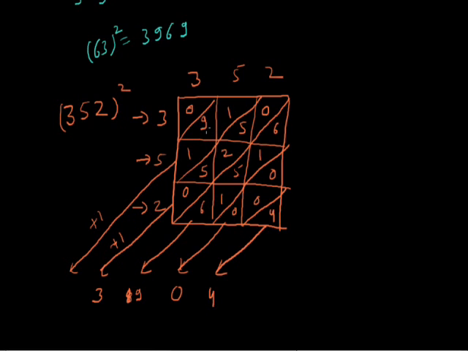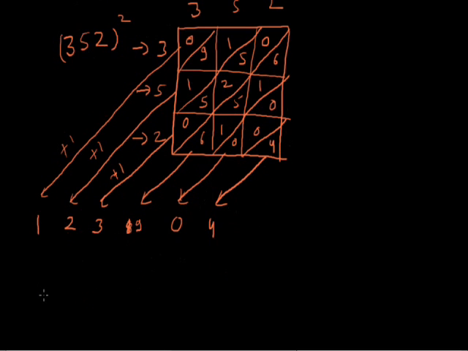Now I add these digits: 1 plus 9 is 10, 10 plus 1 is 11, 11 plus 1 is 12. So I write only 2, and 1 is carried forward. In this region only 0 is there, 0 plus 1 is 1. So our final answer is, the square of 352 is 123,904. In this way we can find the square of a number by the column method and the diagonal method.